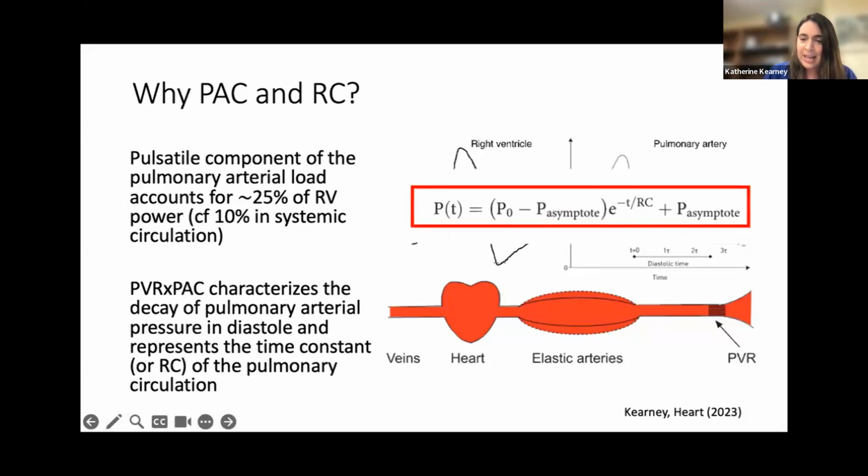Focusing on this equation, P0 is the pressure at the onset of the analysis corresponding to time at or immediately after the pulmonary arterial dicrotic notch pressure. And P asymptote is the theoretical pressure at infinite time when the exponential decline has completed. Thus, RC time represents the time necessary for pressure to decrease in value by 63%, 1 over e, of the P0 to P asymptote difference. So it would theoretically take 3 RC times to complete 95% of this pressure change.